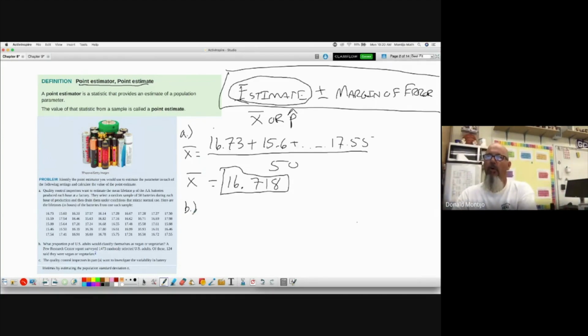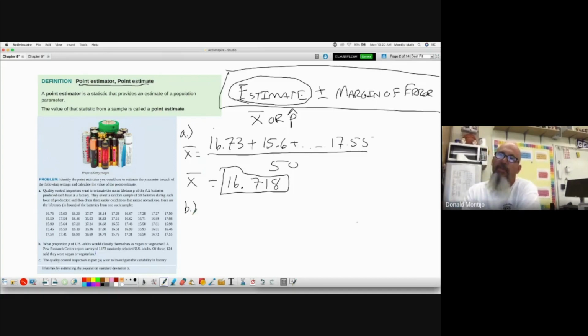So the first one was quantitative data. How long does your battery last? It was a numerical value. Quantitative, we use x bar. X bar is the unbiased estimator of mu. Well, part B says, what proportion are vegetarians? So are you a vegetarian? You can't answer that with 3 or 7. It doesn't make sense. It's not quantitative, it's categorical. Therefore, the point estimate cannot be quantitative, such as x bar. It's going to be p hat.